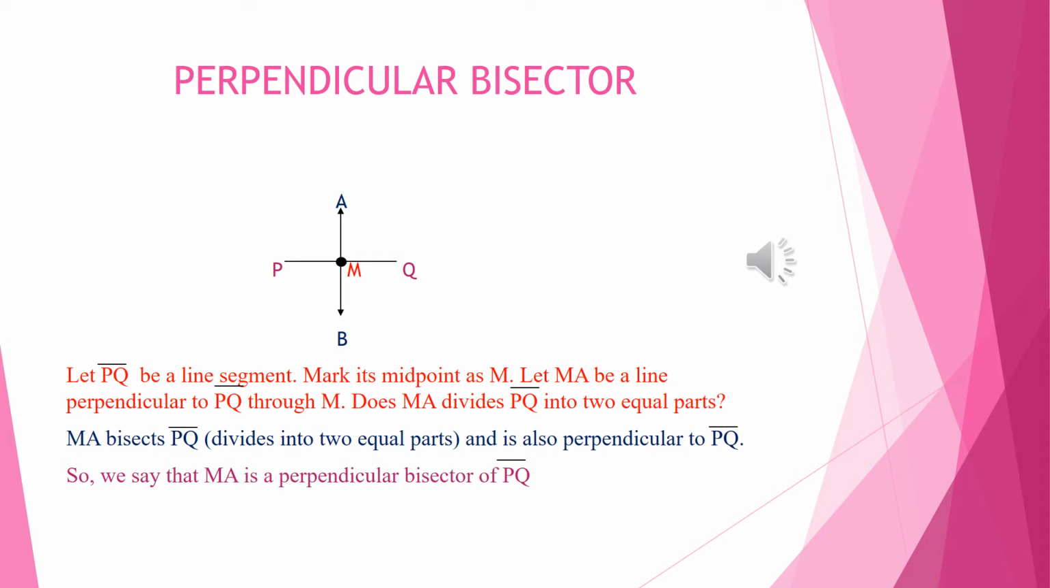So, any line which is making a right angle with a given line segment and also dividing the given line segment into two equal parts, then that line is said to be a perpendicular bisector of a given line segment. If a line is making a right angle with a given line segment but it is not dividing the line segment into two equal parts, then it is not a perpendicular bisector. Hope you all understood what is a perpendicular bisector.